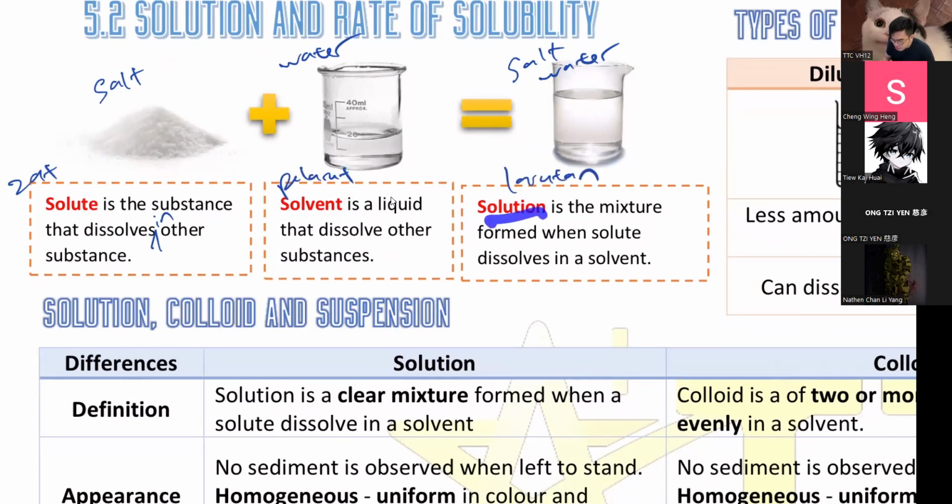So solution is the mixture. When I mix it together, this is how I get solution. Okay. Cool.